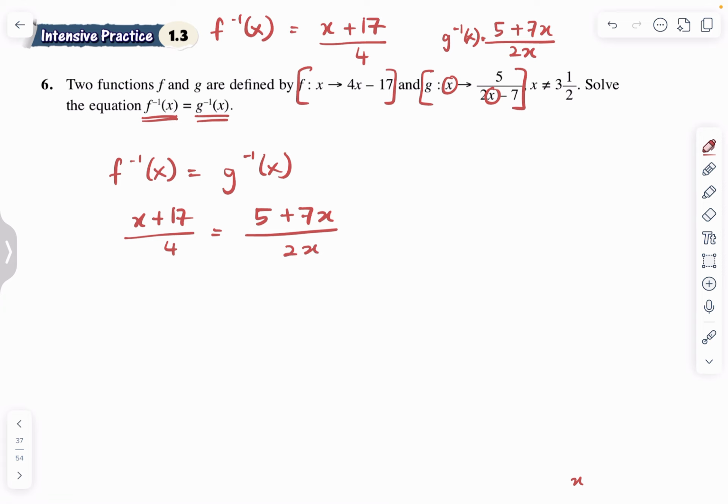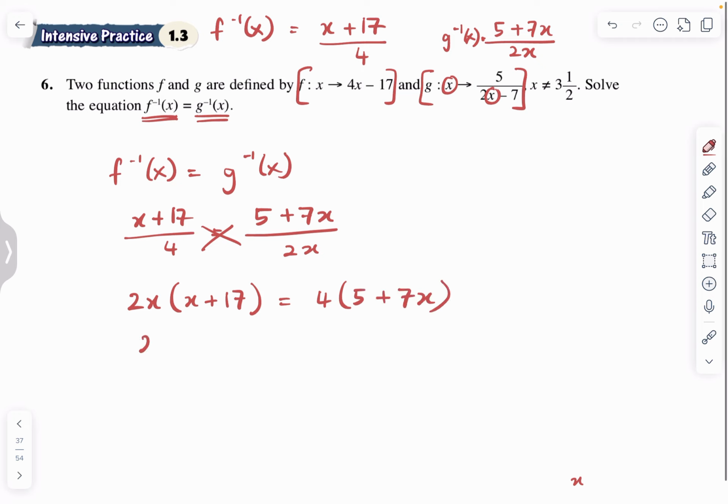When you get fractions like this, you just have to cross multiply. So 2x multiplied by x plus 17 equals 4 times 5 plus 7x. 2x squared, 17 times 2 is 34x. 4 times 5 is 20, 4 times 7, 28x.